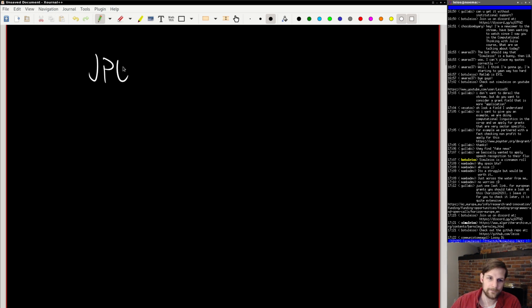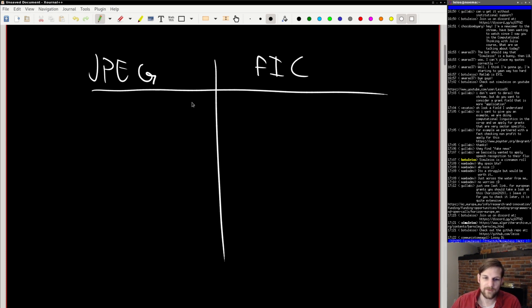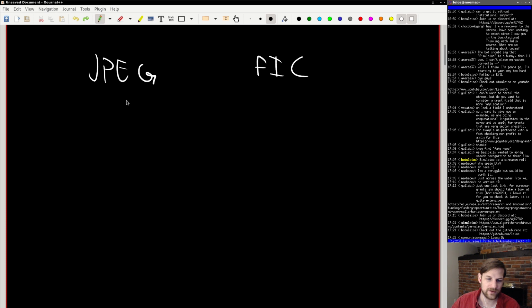Actually, let's go down here and create a new thing. JPEG versus fractal image compression, which I'm just going to call FIC. Their compression rates are roughly equivalent, so JPEG and fractal image compression have roughly the same compression rate. What JPEG does way better than fractal image compression is compression speed, so encoding speed.